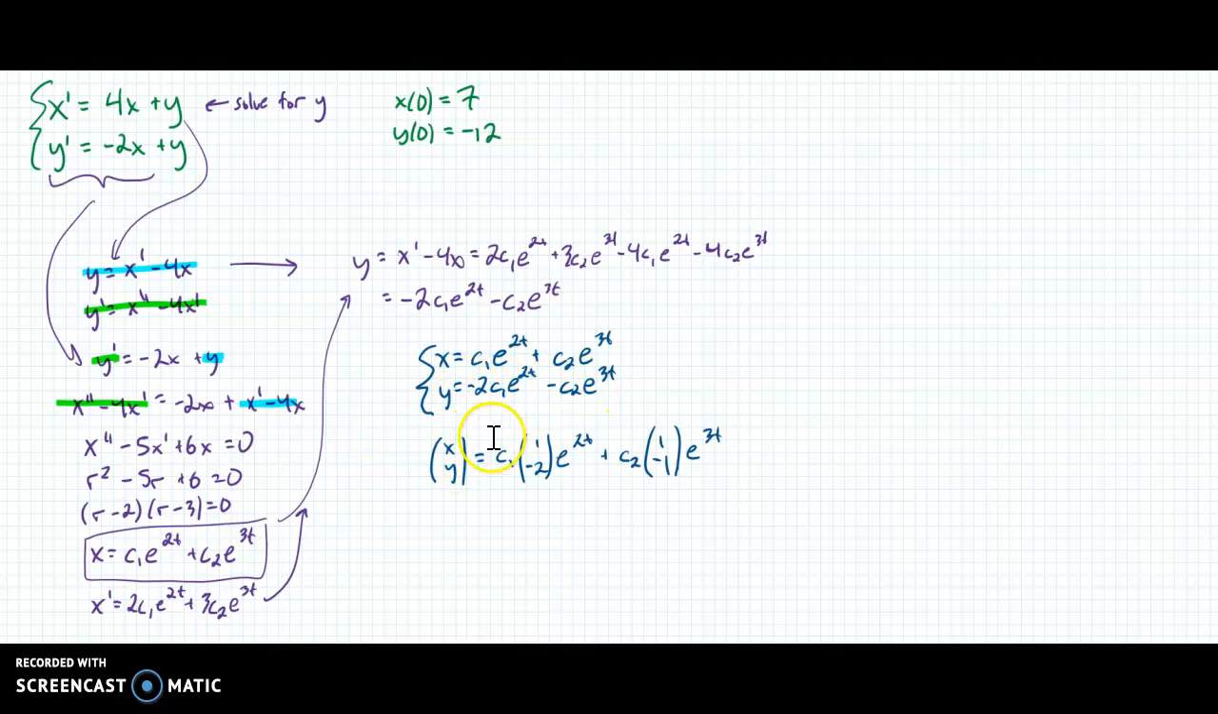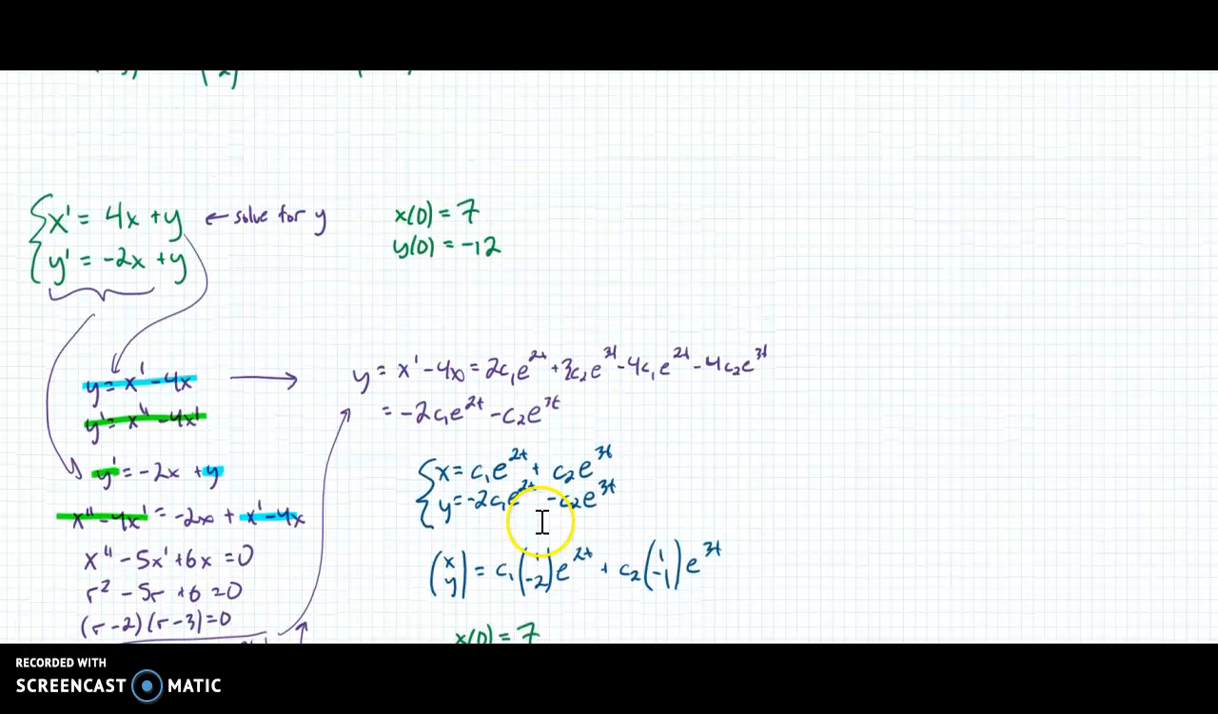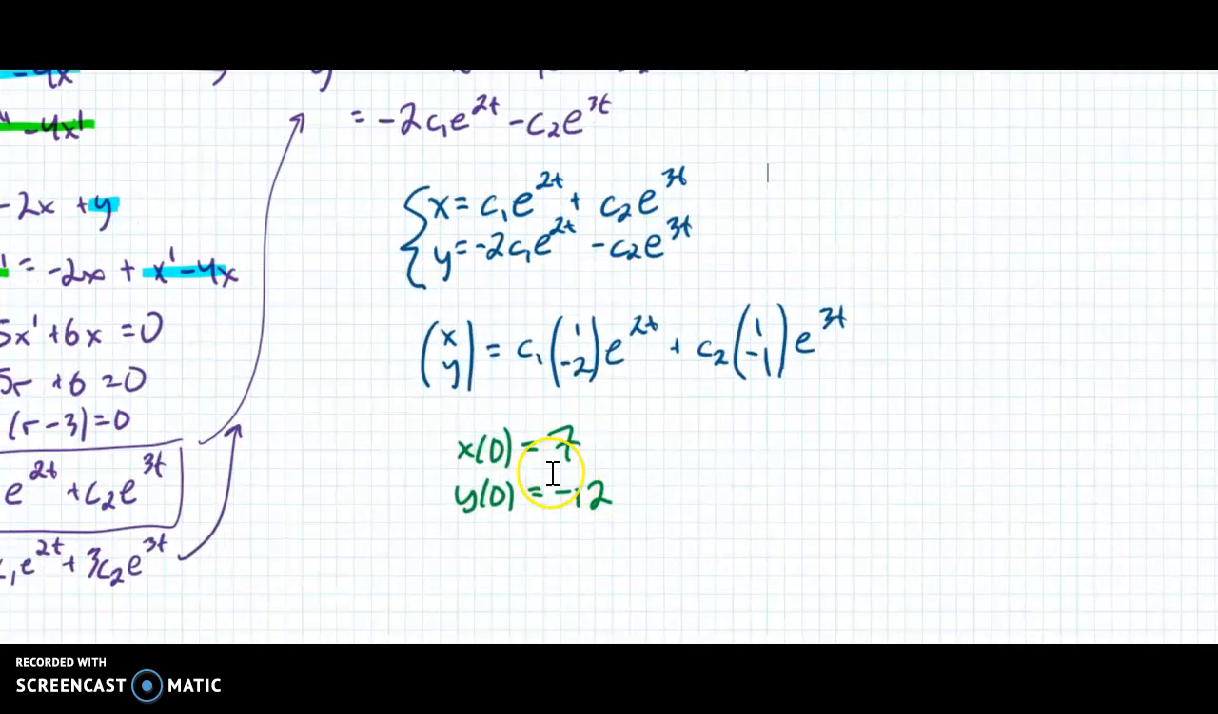And then I do want you to get used to writing them in this form. So we can factor those C1s and that e to the 2t out. That is the C1 and the e to the 2t. And then I'm left with a 1 and a -2 there. And same thing here. We got a 1 and a -1. Bam. And the C2 is out front, and the e to the 3t is on the right side. So hopefully you got that. Now I'm going to show you how to deal with these initial conditions. So I will zoom in a little bit.